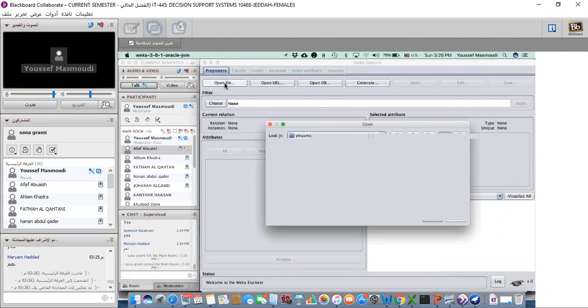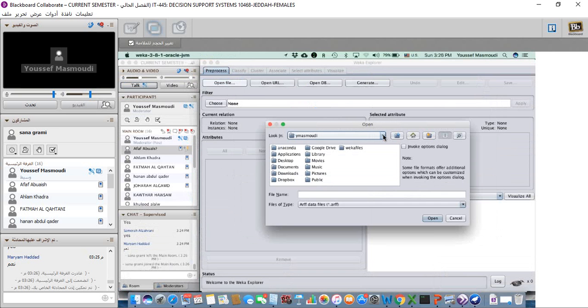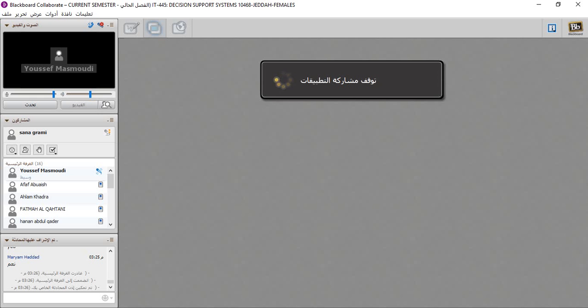So just click on Open File. Then click where do you have the record files. Okay, hold on. I will look for my file and I will be back.